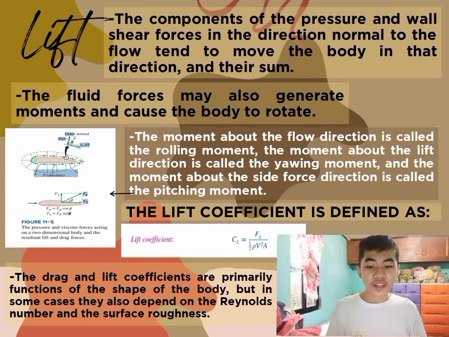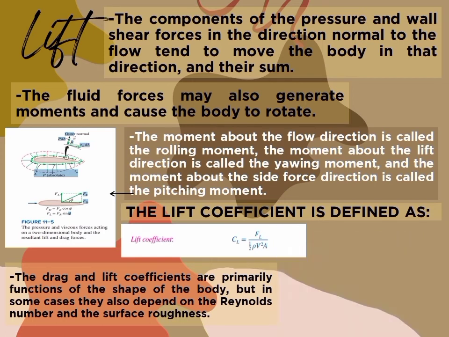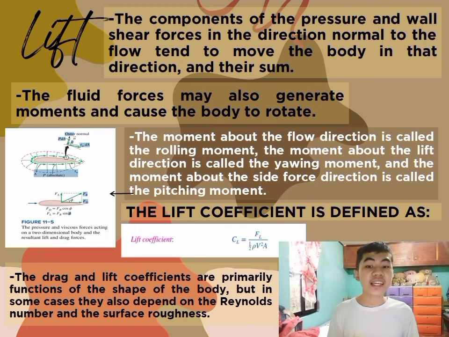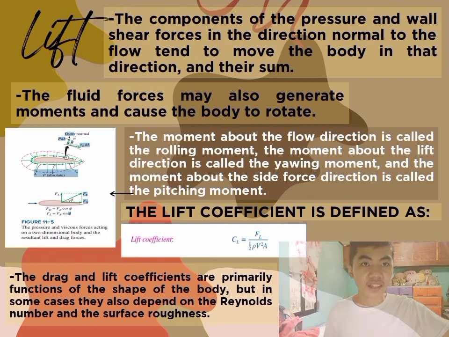As we can see in Figure 11-5, the moment about the flow direction is called the rolling moment. The moment about the lift direction is called the yawing moment. And the moment about the side force direction is called the pitching moment. The lift coefficient is defined as C sub L equals F sub L divided by 1/2 ρV squared times A.